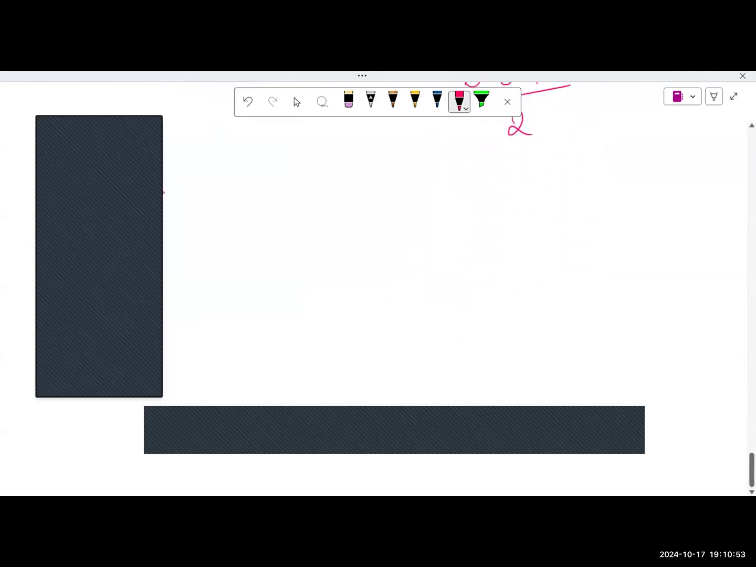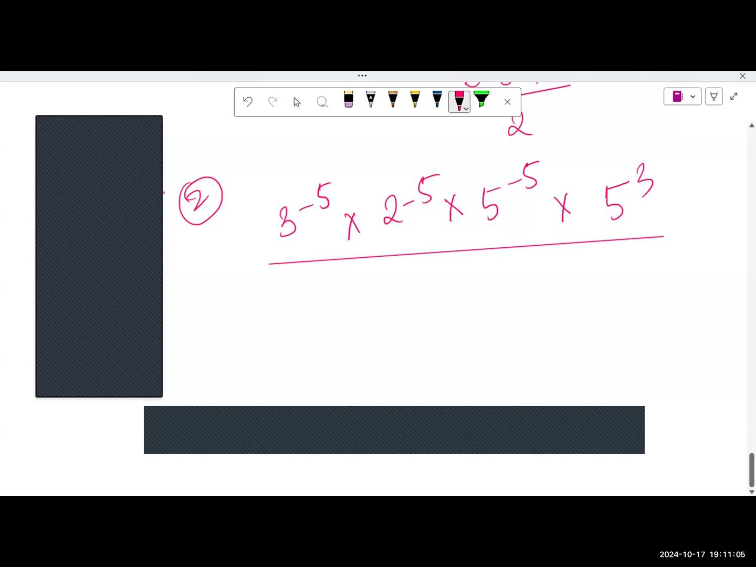For the next one, we have 3 to the power minus 5 into 2 to the power minus 5 into 5 to the power minus 5 into 5 to the power 3 upon 5 to the power minus 7 into 2 to the power minus 5 into 3 to the power minus 5. Okay. So 2 to the power minus 5 and 3 to the power minus 5 are cancelled.